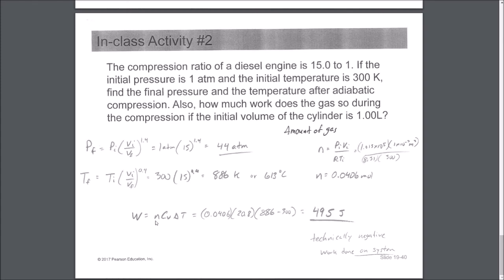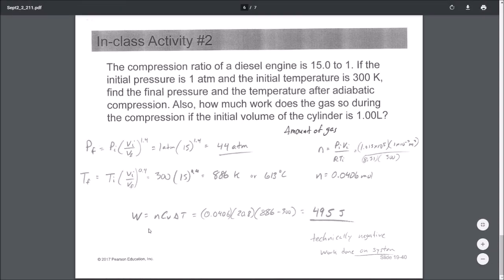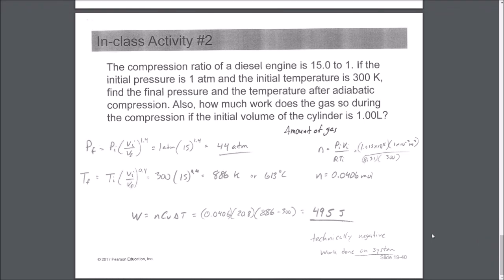Put that all into our equation for work for an adiabatic process, n C_V delta T, and we end up with 495 joules. This is actually negative again, right? Because the change in thermal energy is equal to Q minus W. There's no Q, so this is technically negative. Work is being done on the system here. So that's increasing the temperature. That's why the temperature is higher. Okay, well, fantastic. That brings us to the end of this, and good luck on your exam that's coming up.